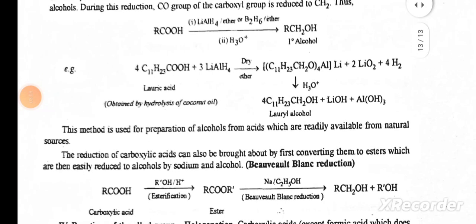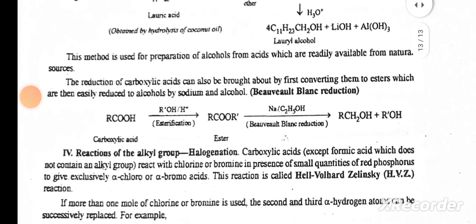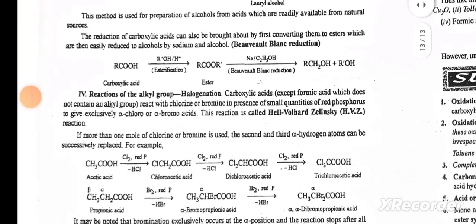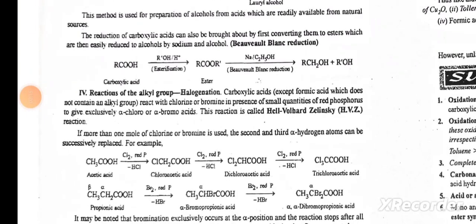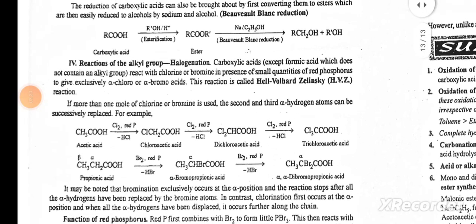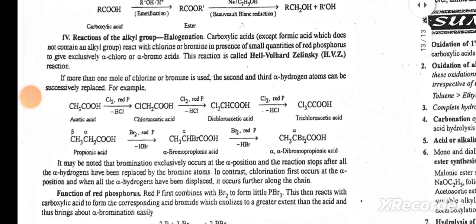Thus, RCOOH to primary alcohol, lauric acid to lauryl alcohol. This method is used for preparation of alcohols from acids which are readily available from natural sources. The reduction of carboxylic acids can also be brought about by first converting them to esters, which are then easily reduced to alcohols by sodium and alcohol. Carboxylic acid, ester.